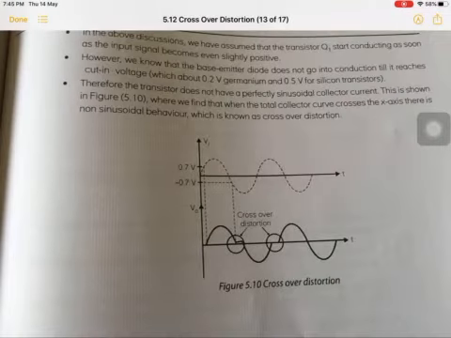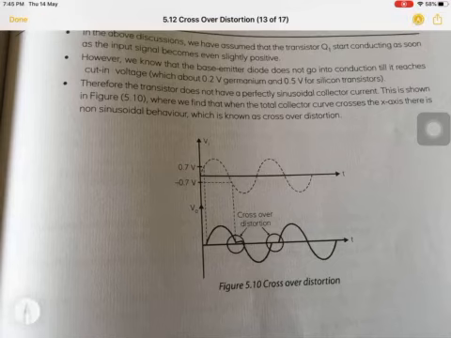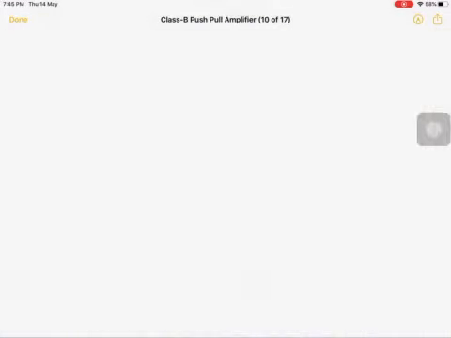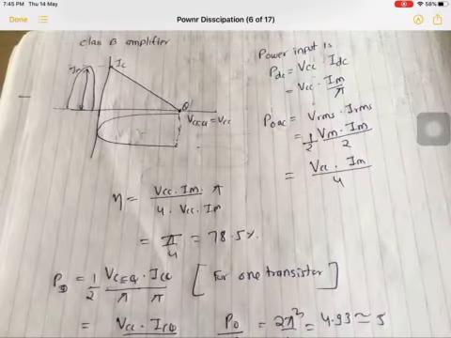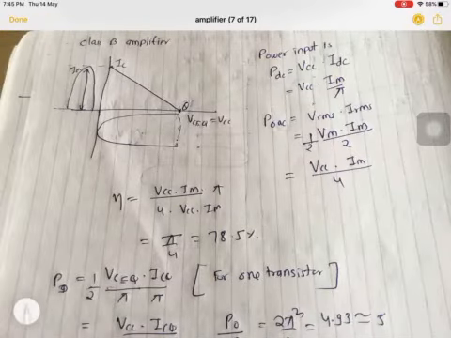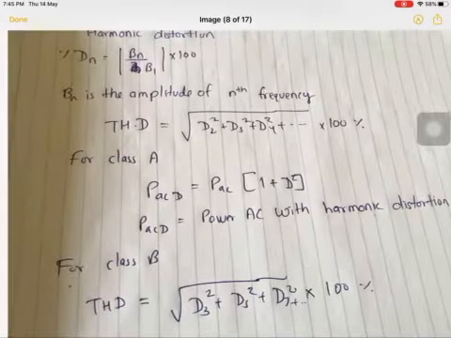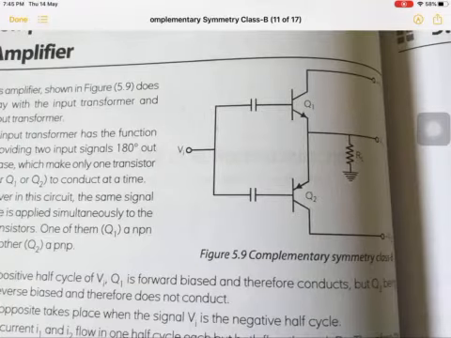Now one more type of distortion is crossover distortion. What is crossover distortion? I have already told you, let me go back. In the last class, the quiescent point is chosen just at the end in the case of a class B amplifier. Now assume that this is my quiescent point. Now what will happen? We are using 2 transistors here.